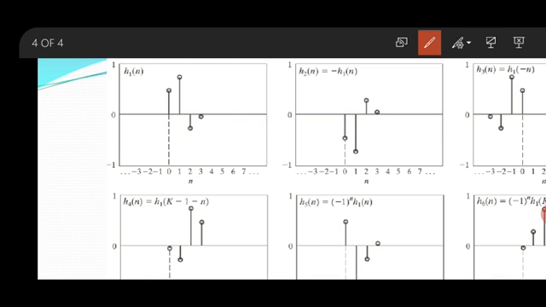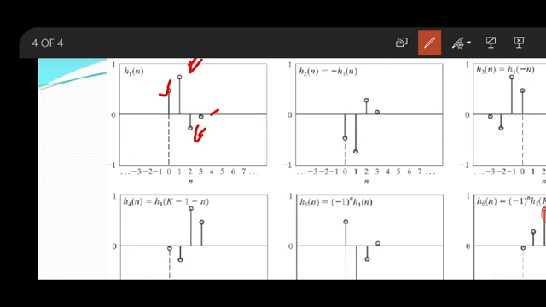H of 0 is the signal. H of 1, we have a sample. H of 2, we have a negative sample, and h of 3, we have a negative sample. Now there are various techniques for how we can operate here.